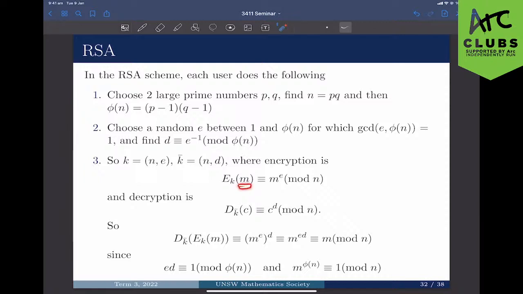To encrypt a message, we raise the message to the power of e mod n, and to decrypt the encrypted message, C, we raise it to the power of d. And when we decrypt the encrypted message, knowing the private key K bar, we end up getting M, which is the message, because of these properties that we covered in chapter 5.